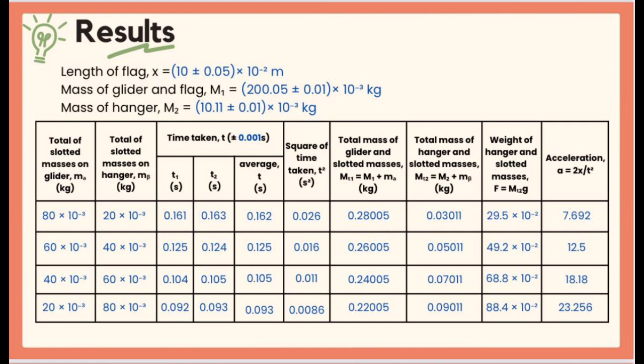7 is 7 point, first one is 7.692, second one is 12.5, third one is 18.18, and the last one is 23.256, and you can see the first one is.